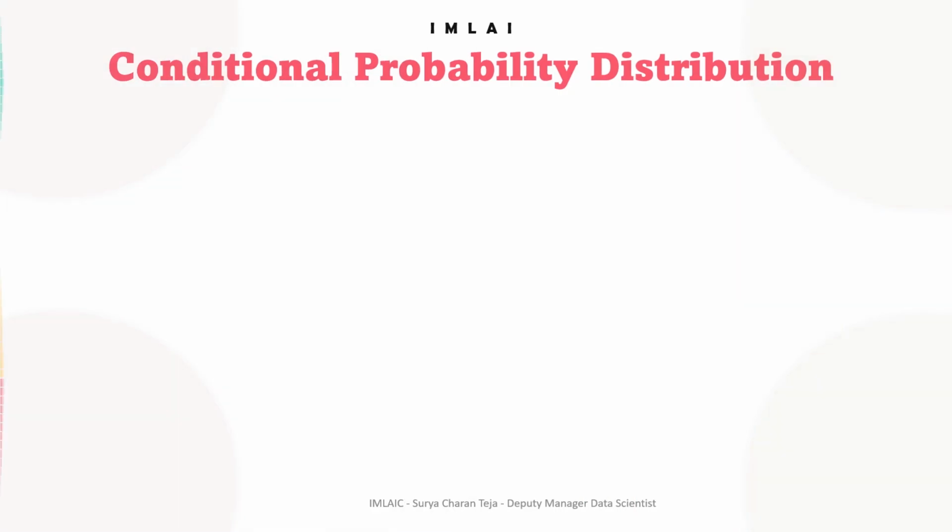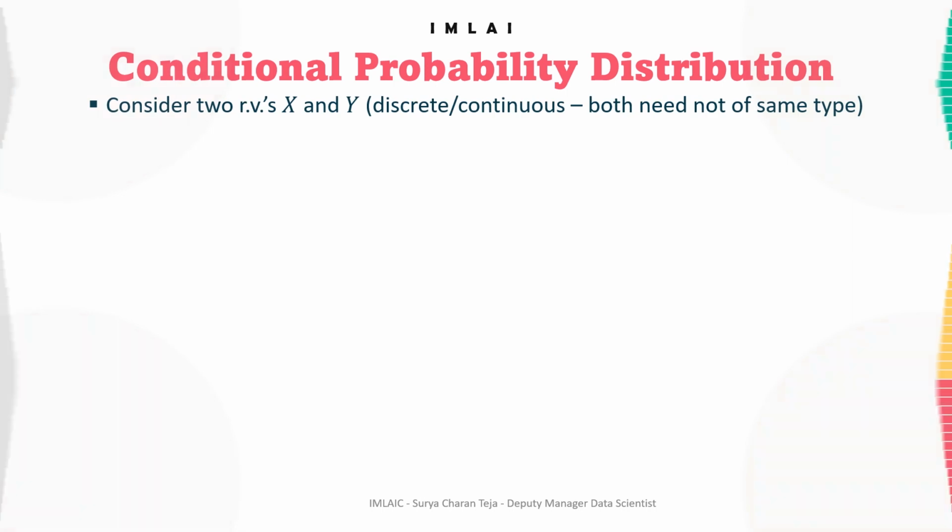Now let's look into the conditional probability distribution. A conditional probability distribution is a probability distribution that gives the probability of an event or a set of events occurring, given the occurrence of some other event or set of events. It's similar to the conditional probability that we have seen in the probability theory section.